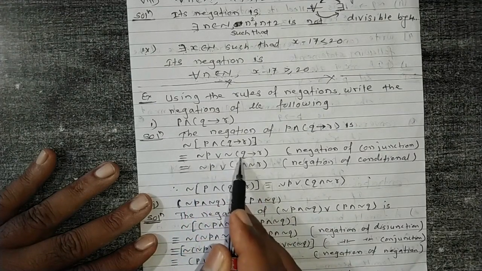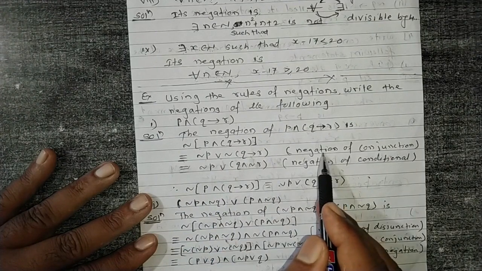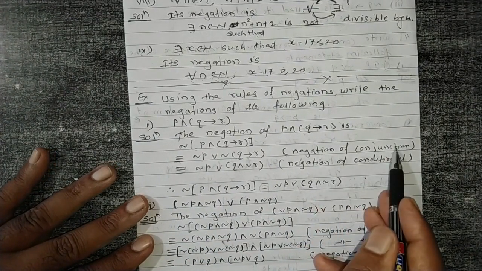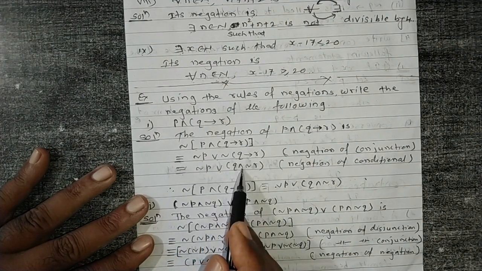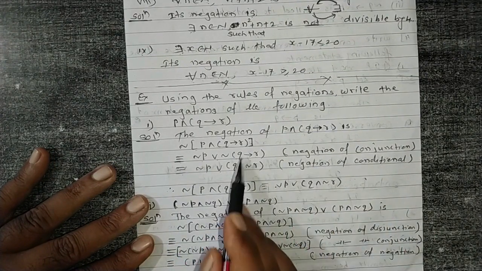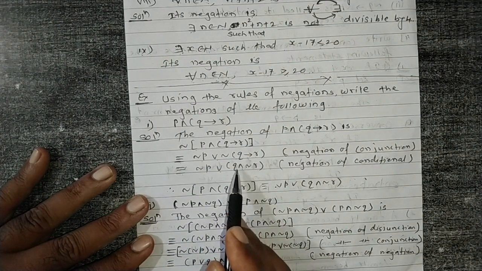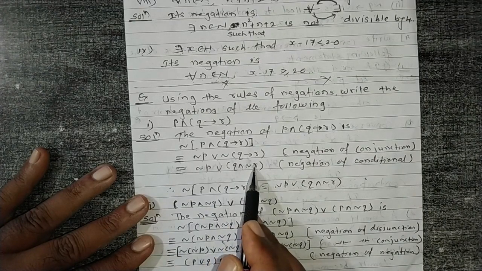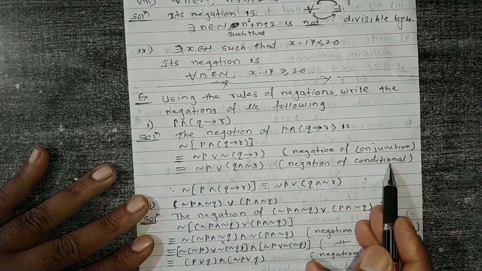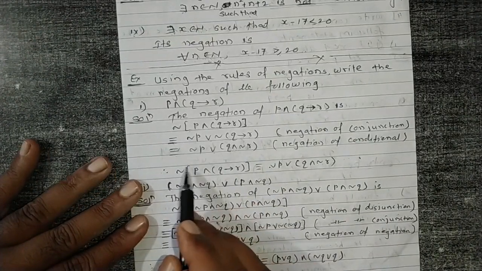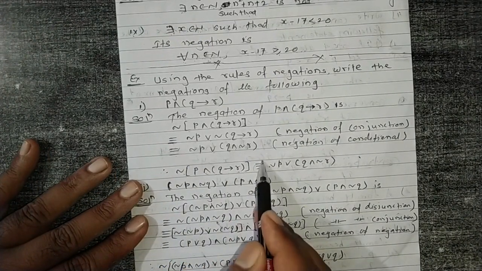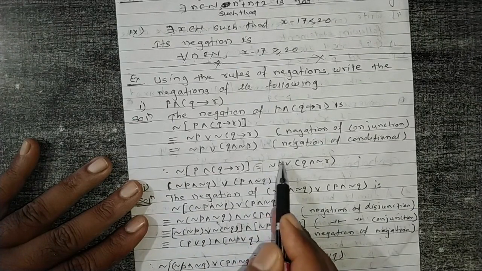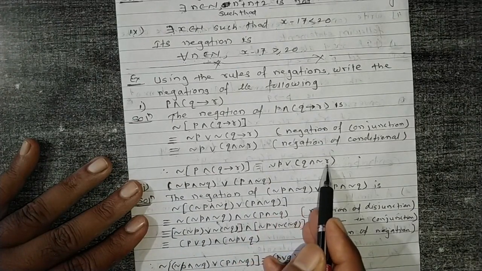Then we use the rule of negation of conjunction: negation of (P conjunction Q) is negation P disjunction negation Q. Now Q is Q conditional R, its justification is negation of conditional, which gives Q conjunction negation R. Therefore the negation of the given statement is negation P disjunction Q conjunction negation R.